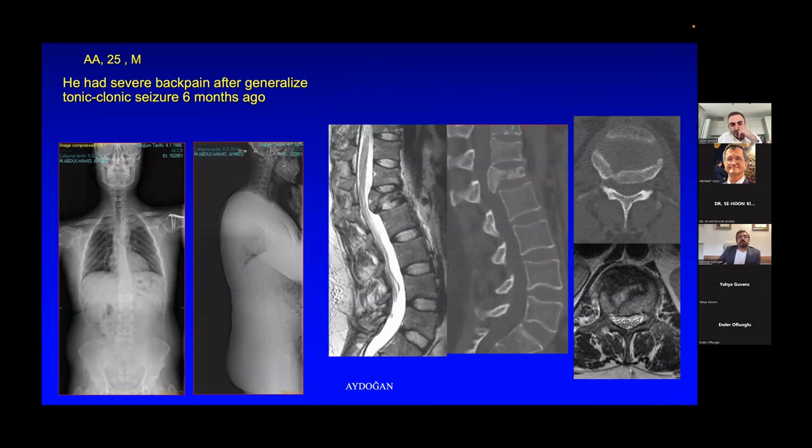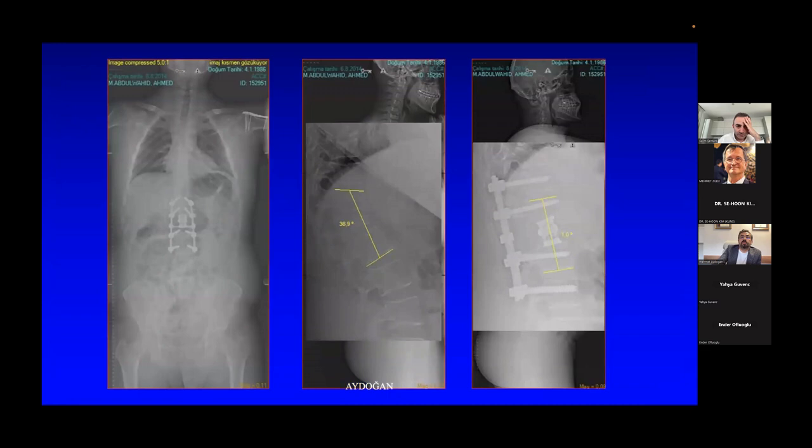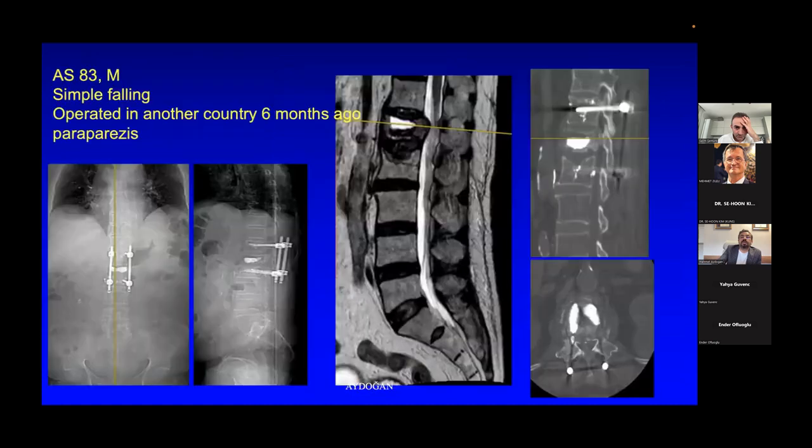And this is a 25-year-old male, but he has severe osteoporosis, and he had this fracture after a seizure. Then we operated on him in the same fashion also. I didn't put in bone cement just because he's young.